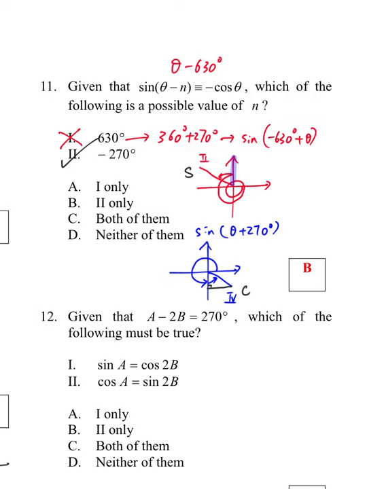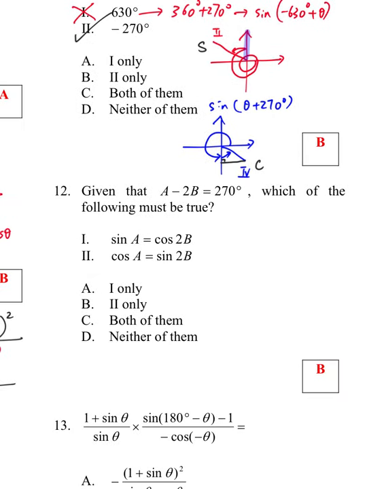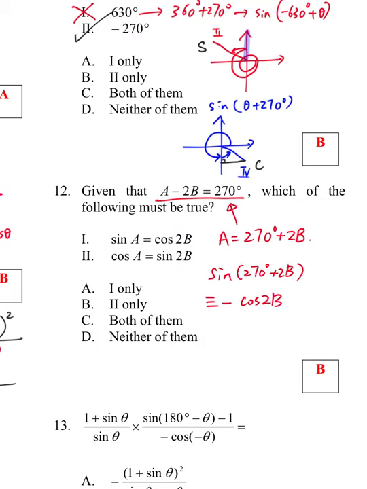So the answer is B. Question 12 is still very similar, but the form that the question provides you is a little bit different. Basically, if you try A equals 270 degrees plus 2B, you will realize sine A replaced by the form 270 degrees plus 2B will be identical to cosine 2B adding a negative sign. So the first statement is incorrect.